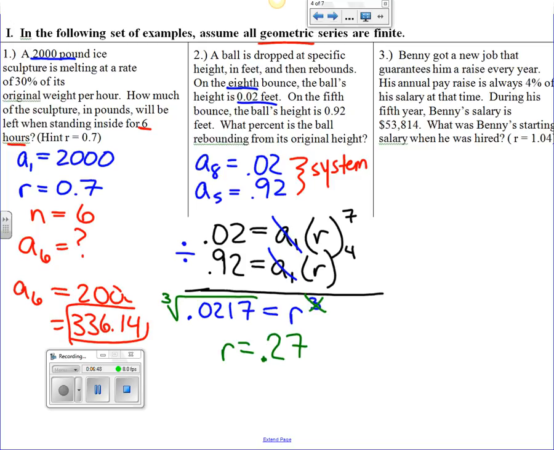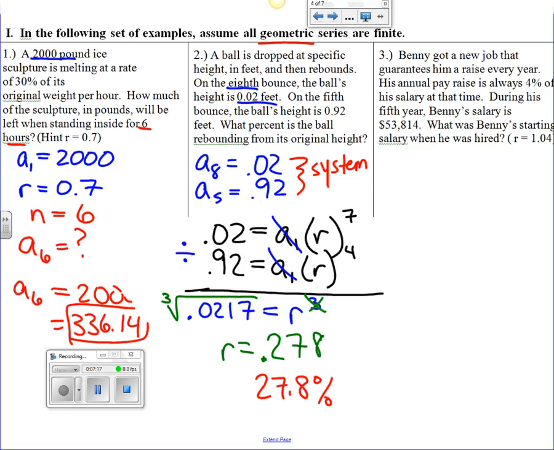I got 0.2789. Okay. Yeah, it's close enough. Yeah, that's fine. Okay. This one's kind of tricky on how they're wording it. What percent is the ball rebounding from its original height? They are looking for R, but they're looking for it in a percent. So instead of being 0.278, it would be what?